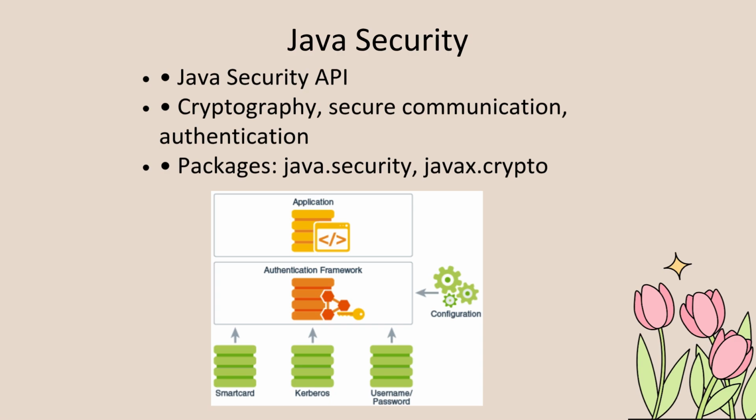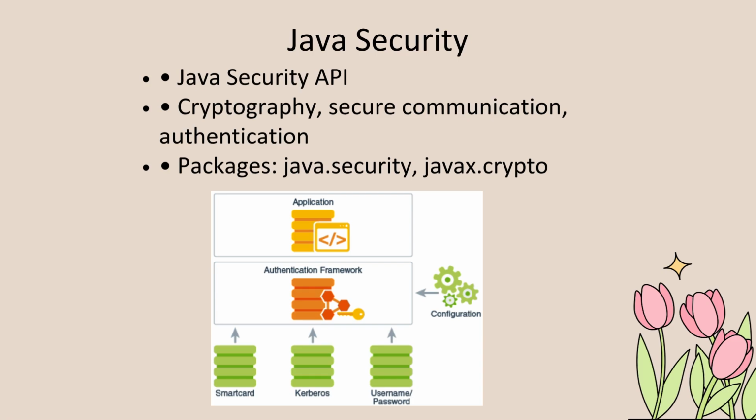Security is paramount in today's interconnected world, and Java provides a robust framework for it through the Java Security API. This comprehensive API offers functionalities covering various aspects of application security, including cryptography, secure communication, and authentication mechanisms. The core packages for security are java.security and javax.crypto.